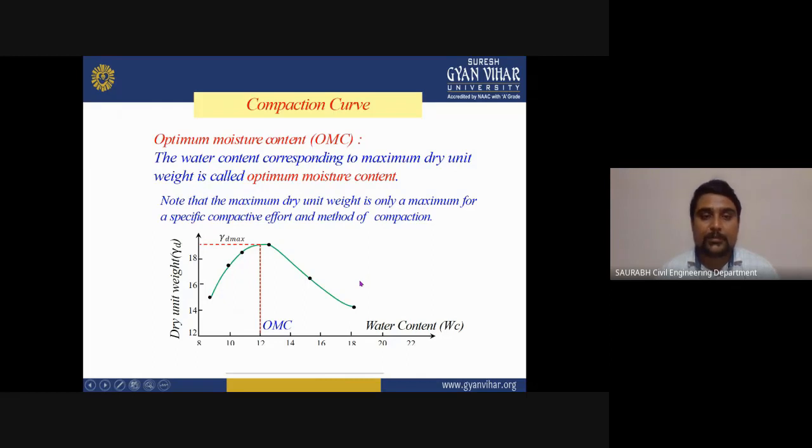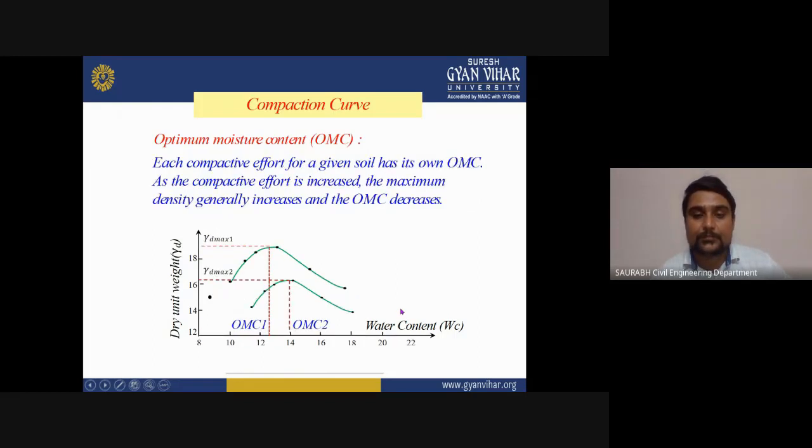Now, optimum moisture content, OMC, is also given here, as I told you earlier. The water content corresponding to maximum dry unit weight is called optimum moisture content. Note that the maximum dry unit weight is only maximum for the specific compactive effort and method of compaction. As you can see here, that is your optimum moisture content, and that is your gamma d maximum, meaning you are achieving here the maximum dry density of soil.